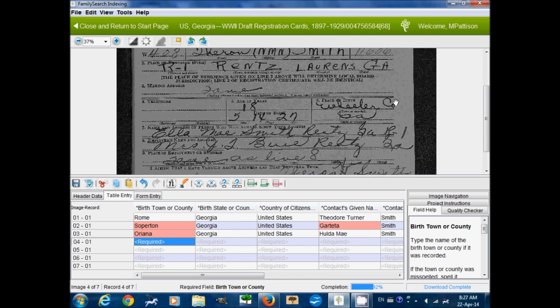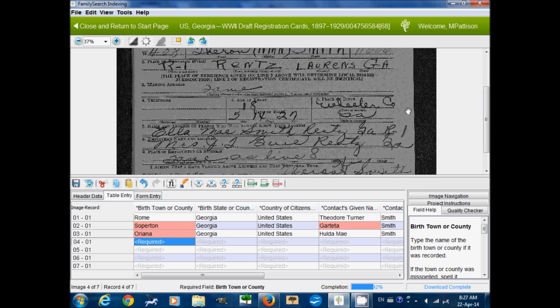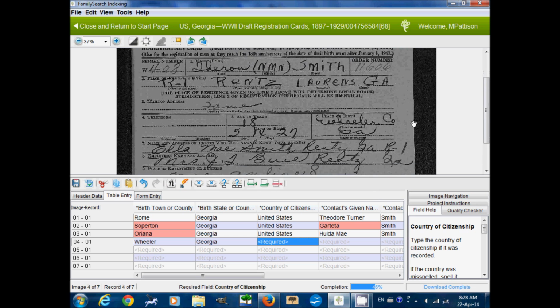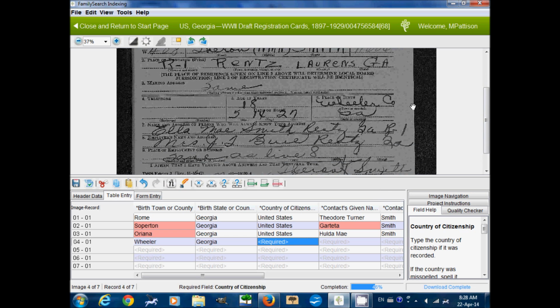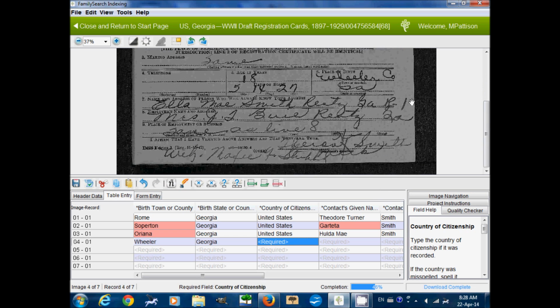Okay, next one. This handwriting is a little harder to read. Okay, so we have here the birth town or county, and this time they filled in Wheeler, CO, Wheeler County. So we just put in Wheeler, we don't put the word county. Okay, the state is given. Now this is the second type of card. As I mentioned, there are two types of cards in this project, and this one does not have a field, a box for the citizenship.